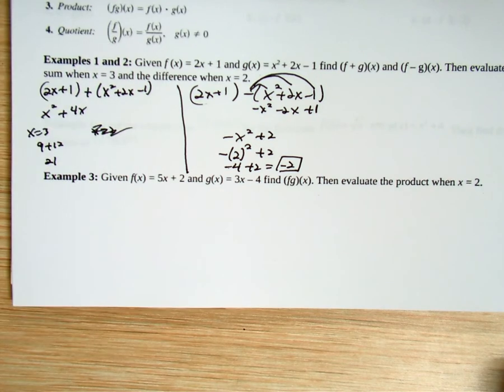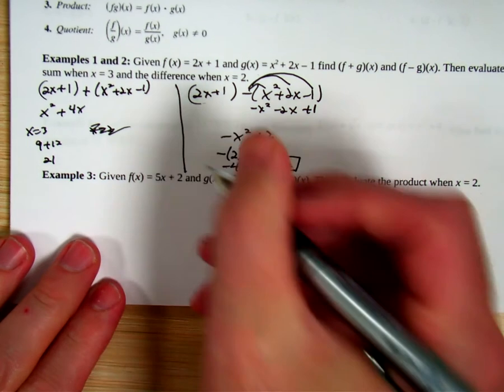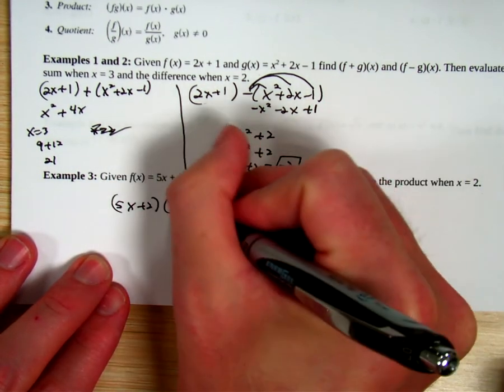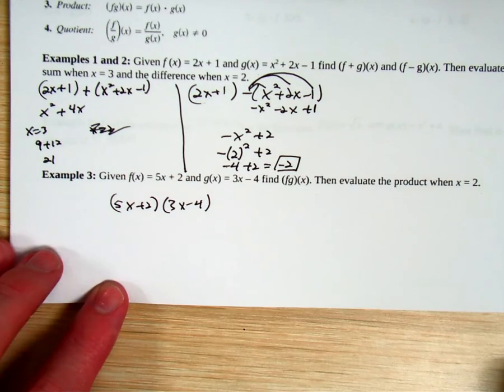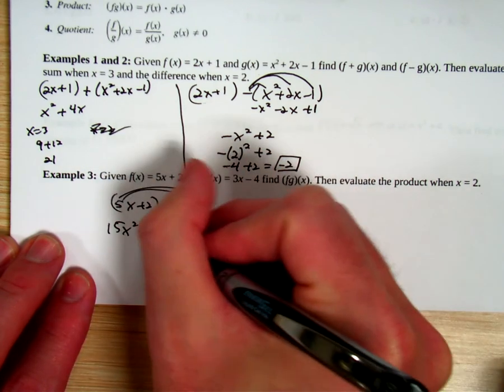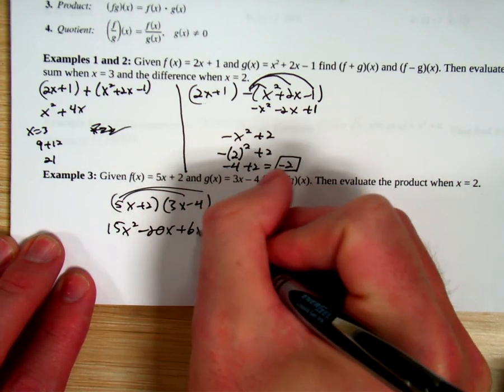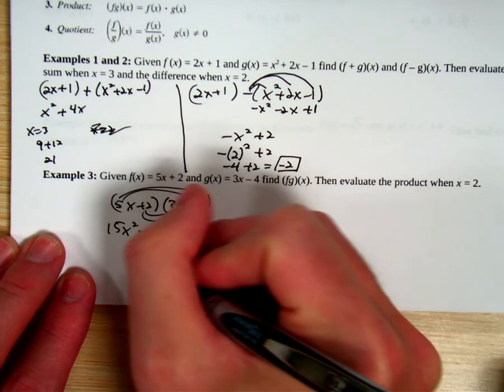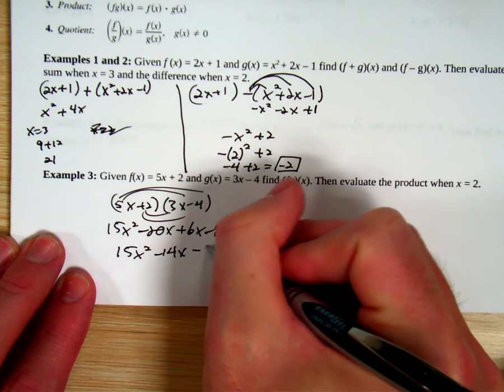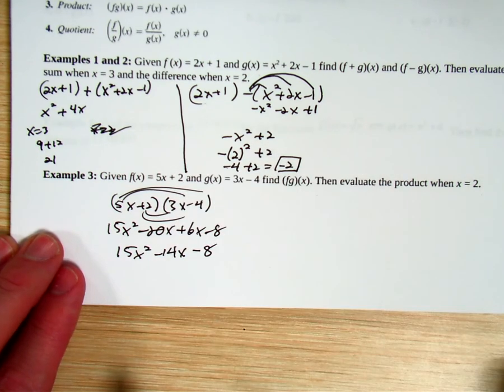Alright, we got 2 more functions, and we're multiplying them, and then finding out what the product would be when x is 2. So we got 5x plus 2 times 3x minus 4, 15x squared minus 20x plus 6x minus 8, minus 14x minus 8. Okay, and then we're plugging in 2.